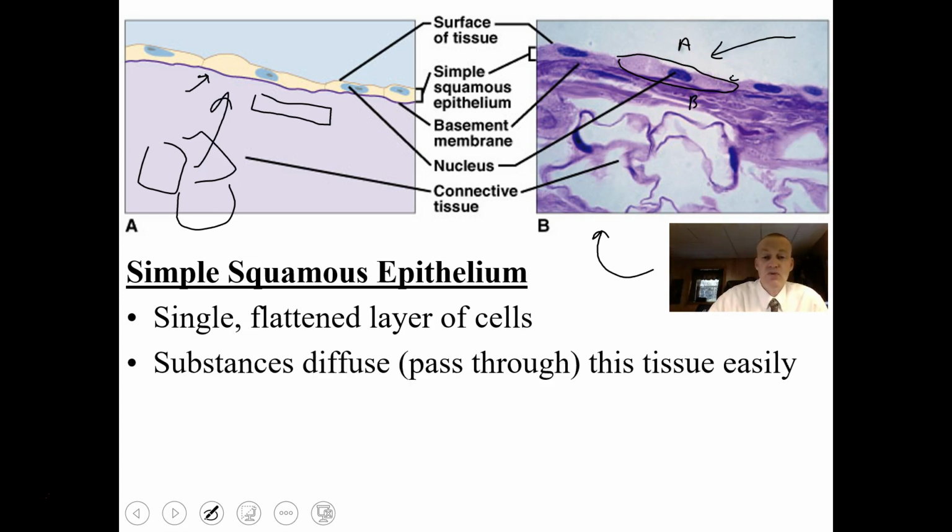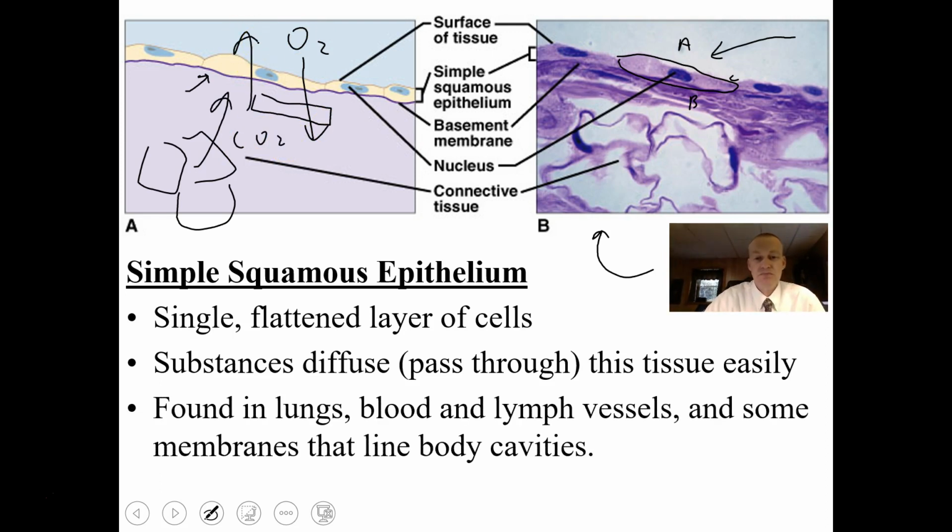So the reason these things are simple, or only one layer, is that you have substances that are going to diffuse or pass through this tissue really easily. So if you want oxygen to come through, you're going to have to be thin. If you want carbon dioxide to go through, you want to be thin, and nutrients too. A lot of times we find these simple squamous epithelial tissues in your lungs.